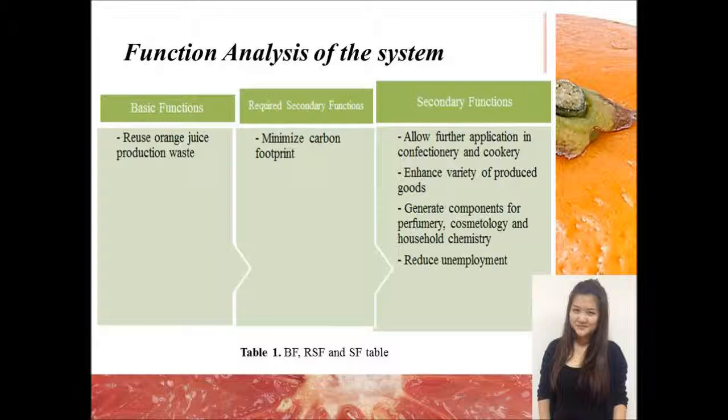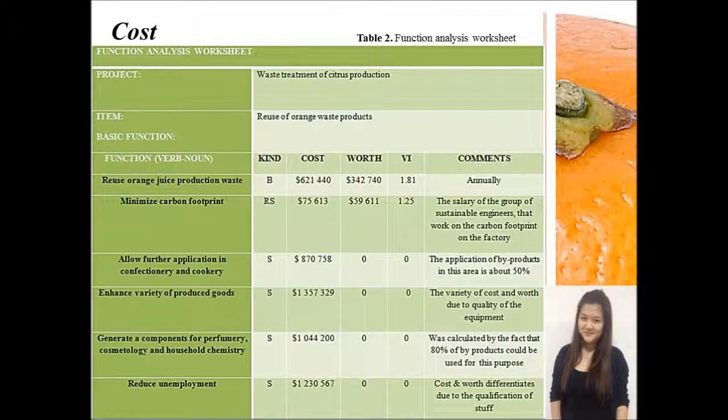The system allows further application in confectionery and cookery, enhances variety of produced goods, generates components for perfumery, cosmetology and household chemistry, and reduces unemployment due to workers required. The cost and worth for each function are also represented in the table. It should be mentioned that the worth for secondary functions is 0.